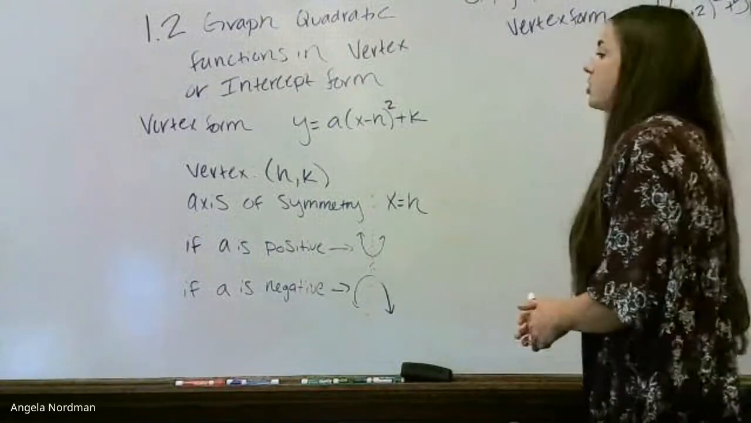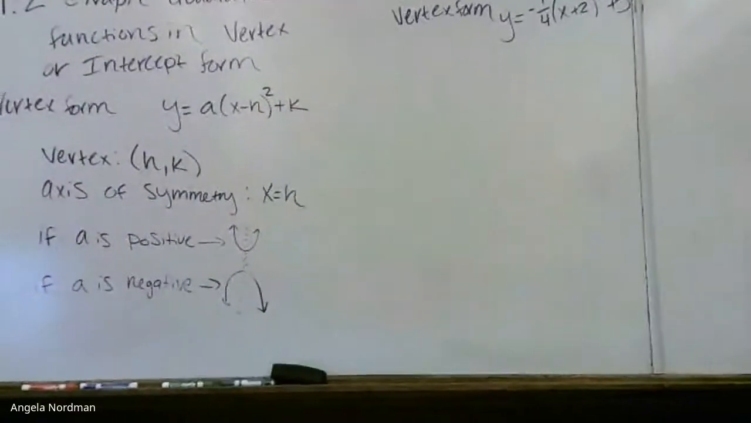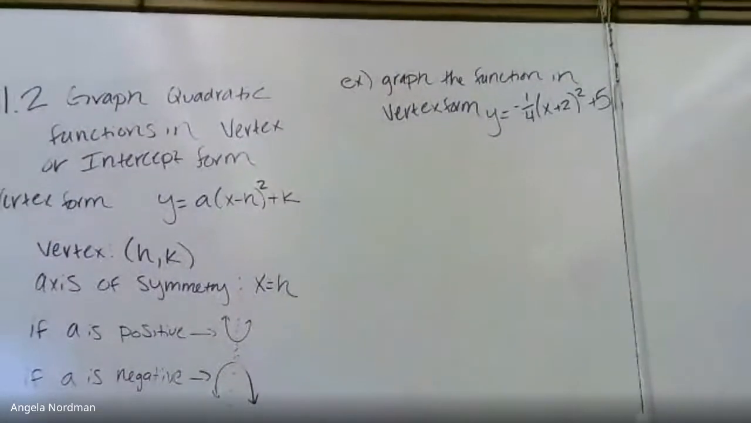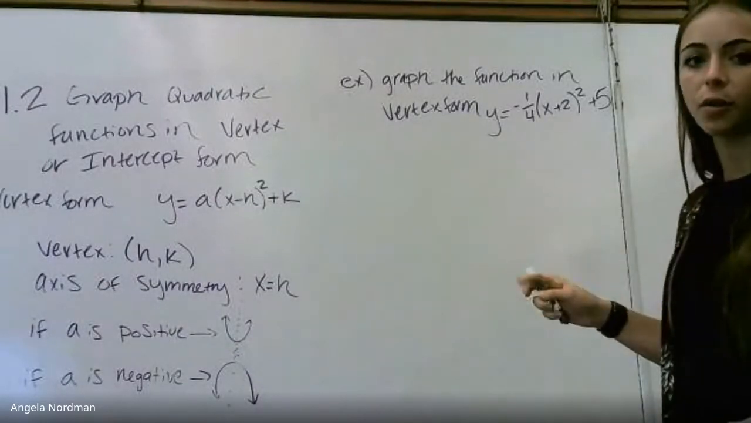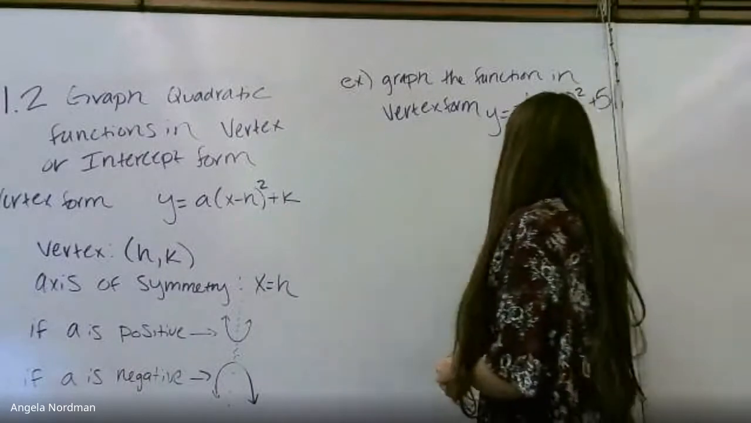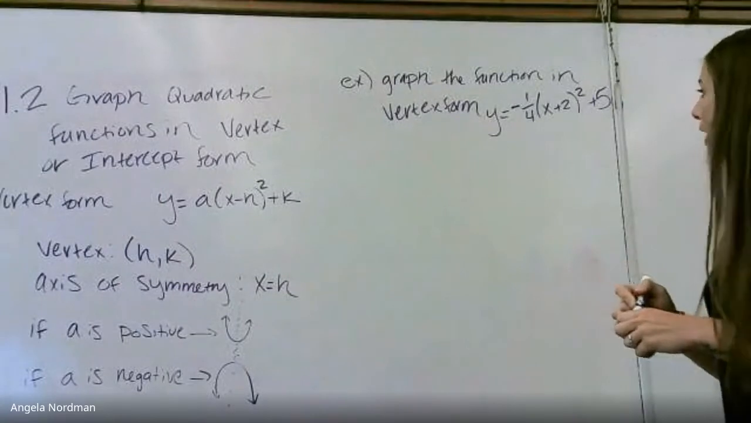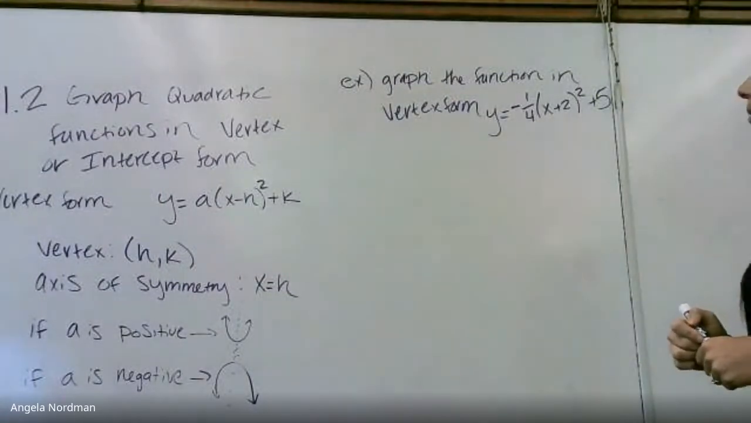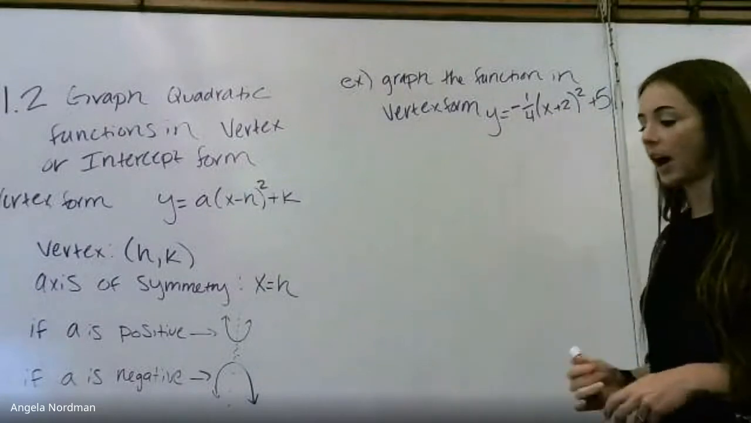So let's get into an example. I want you to use all the information I just gave you to graph the function in vertex form. The function is given. I don't know how well you can see, but this is a negative 1/4. y equals negative 1/4 times the quantity of x plus 2 squared plus 5.